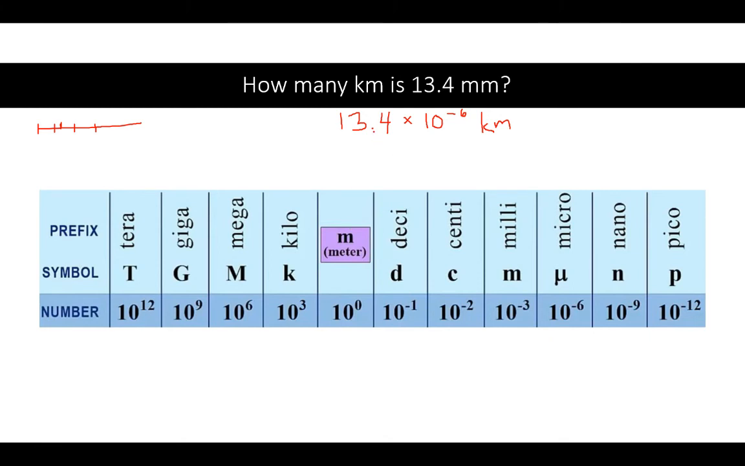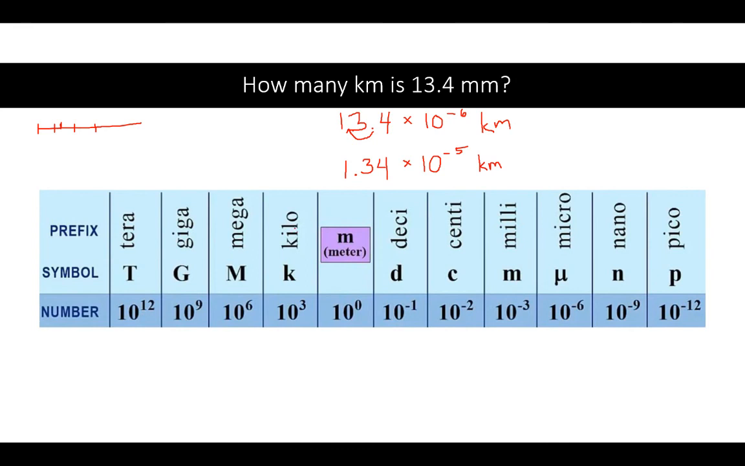And to put this in scientific notation, we're going to move that decimal over. We're making the number smaller this time. 1.34 is smaller than 13.4, and so we need to make the exponent bigger. So this becomes 10 to the negative 5 kilometers. And since this exponent is negative, negative 5 is a bigger number than negative 6.